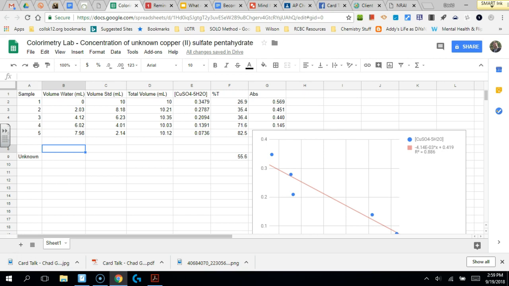Okay? So I realize this is a long video, but that is how you do the data analysis and use the spreadsheet in order to write up the lab for colorimetry.